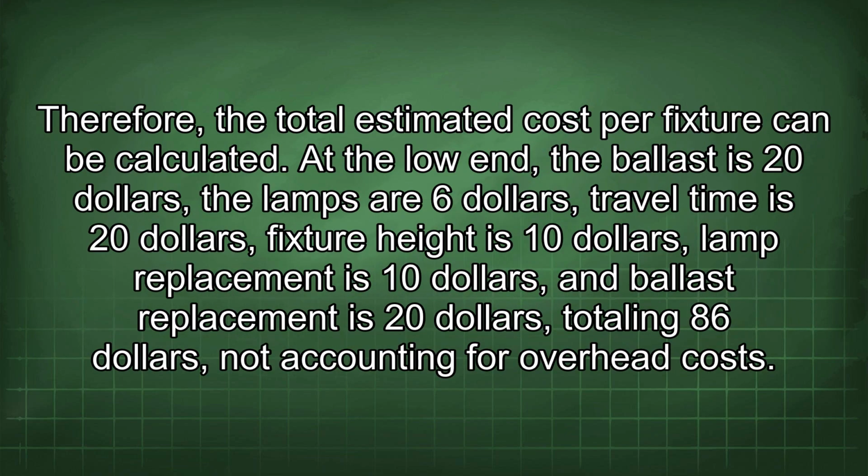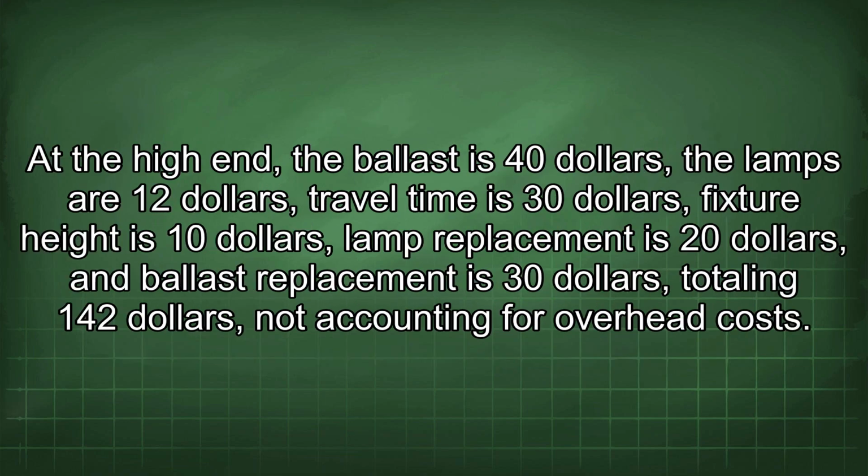Therefore, the total estimated cost per fixture can be calculated. At the low end, the ballast is $20, the lamps are $6, travel time is $20, fixture height is $10, lamp replacement is $10, and ballast replacement is $20, totaling $86, not accounting for overhead costs. At the high end, the ballast is $40, the lamps are $12, travel time is $30, fixture height is $10, lamp replacement is $20, and ballast replacement is $30, totaling $142, not accounting for overhead costs.